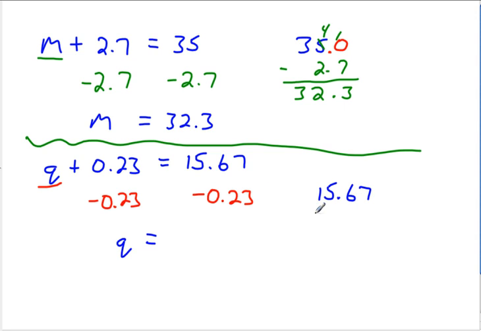subtracted by 0.23. Notice subtraction with decimals. I'm lining up these decimals. So we got a 4, a 4, a 5, and a 1. I'm bringing that decimal right down into the answer. And so we have 15.44 as the answer. And that will do it for the video.